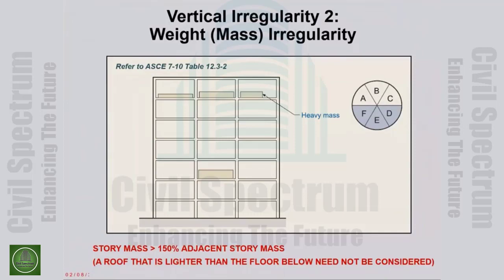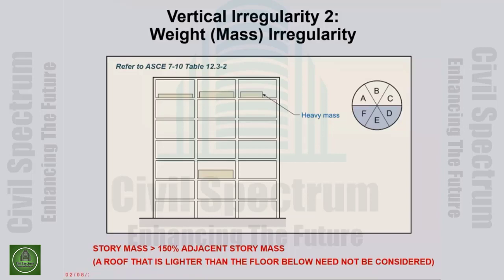Vertical type 2, mass or weight irregularity. This has been deleted from AC 722, not there anymore, but that doesn't change anything for you. Anyway, the definition is story mass larger than 150% of adjacent story mass. Story mass at any story, whichever story, is larger than 150% of adjacent story mass.